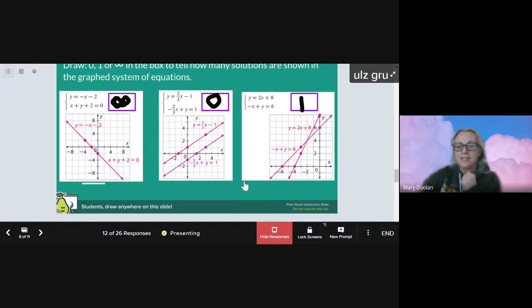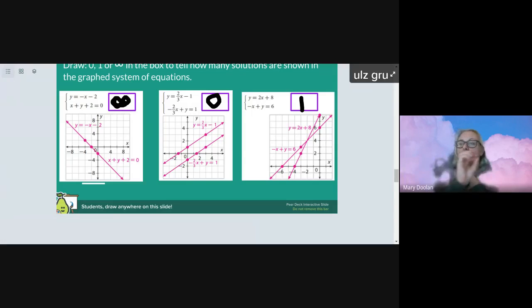So guys, when you're trying to figure out how many solutions there are, you're looking for the number of places that the lines intersect. A solution to a system is represented by where the lines intersect. Where do the lines cross? So this person got it right.